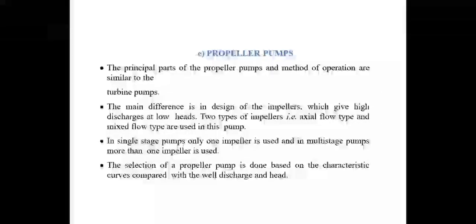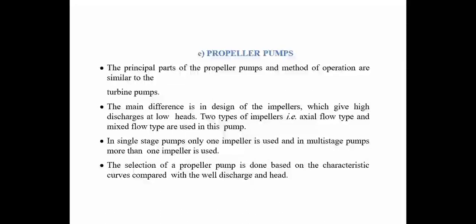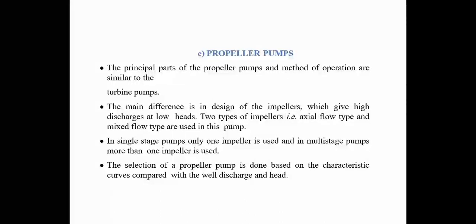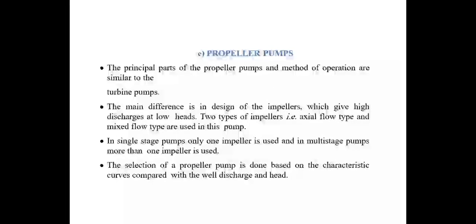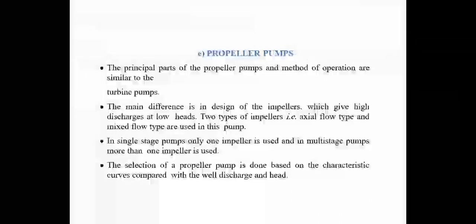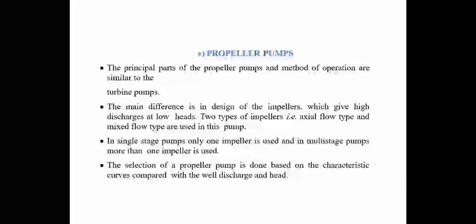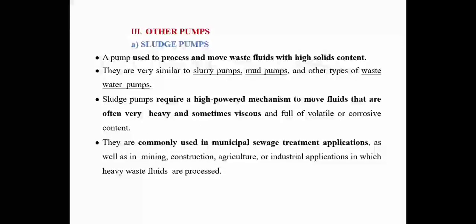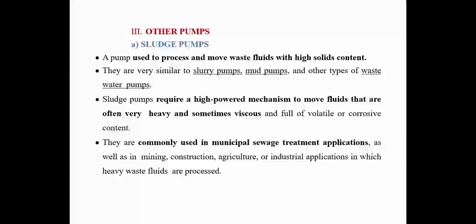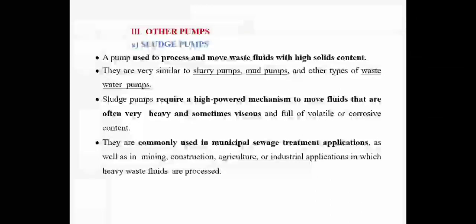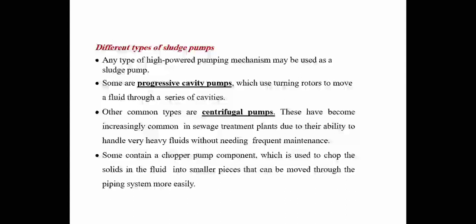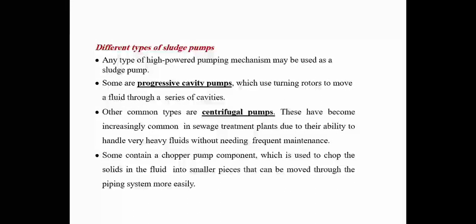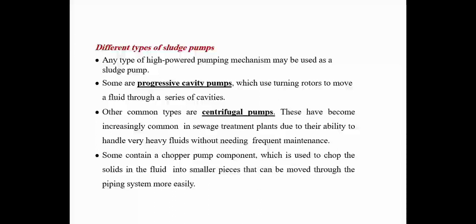Now the next type is the propeller pump. The principal parts of the propeller pump and the method of operation are similar to the turbine pumps. The main difference is the design of impellers. Propeller pumps are mainly designed for high discharge at low heads. The other pumps are sludge pumps, which are used for removing sludge and sewage. I have already said that the impellers used in this case will be open impellers. You can read this. There are different types of sludge pumps: progressive cavity pumps and centrifugal pumps.